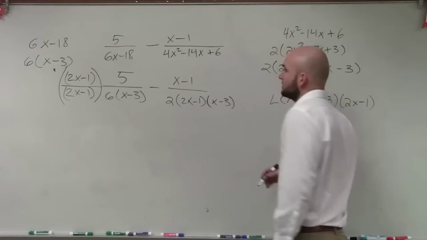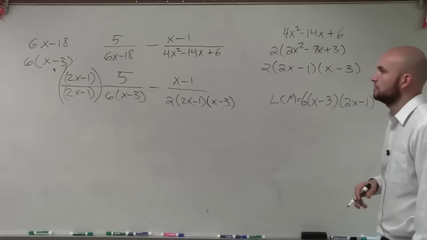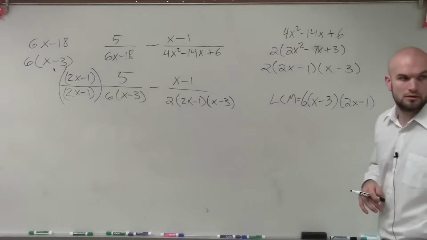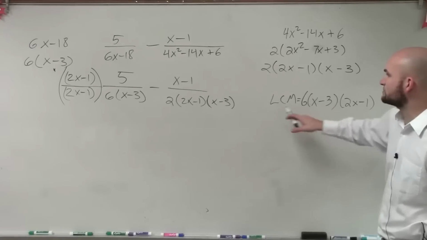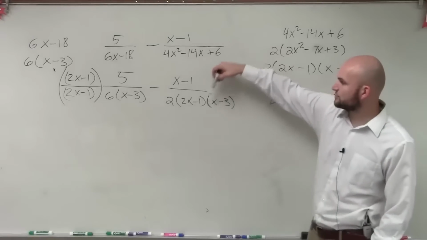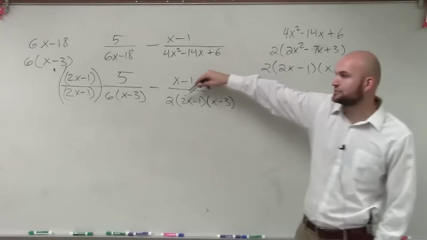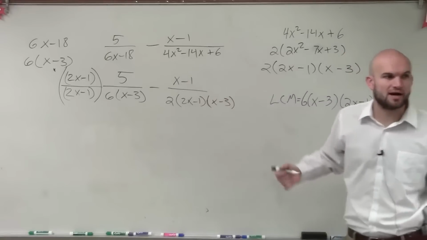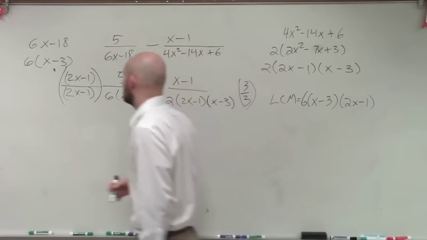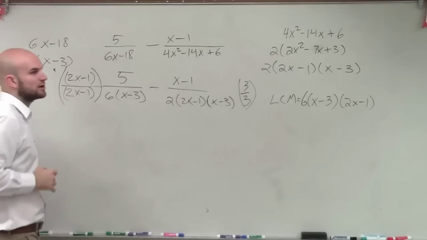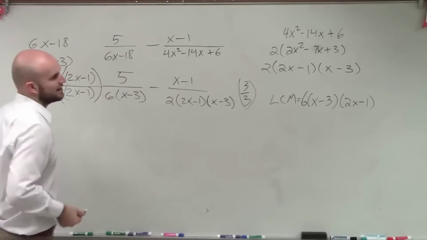Then, over here, you're going to get 3. Over here, I already have the 2x minus 1 and the x minus 3, but I need to get the 2 to be 6, so I need to multiply by a 3. Okay, so now let's simplify our numerator.